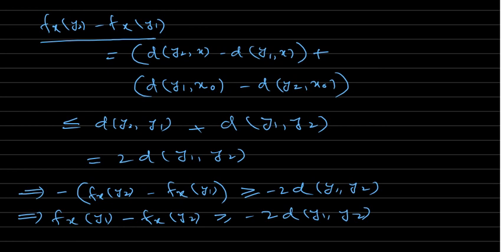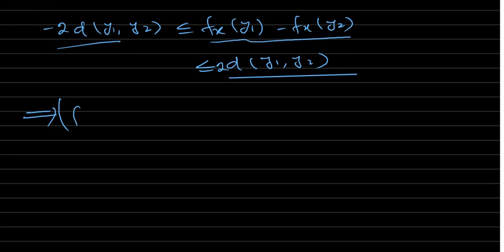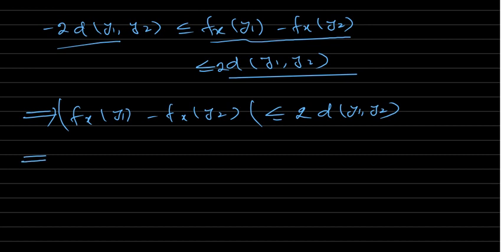So this is it. This gives minus twice dy1y2 less or equal to fx y1 minus fx y2, and that's less or equal to twice dy1y2. So again it's like minus epsilon, then plus epsilon, and this is the number in the middle. So this means mod of fx y1 minus fx y2 is less or equal to twice dy1y2. So this is fx the map actually. So now from this we conclude that f is continuous.